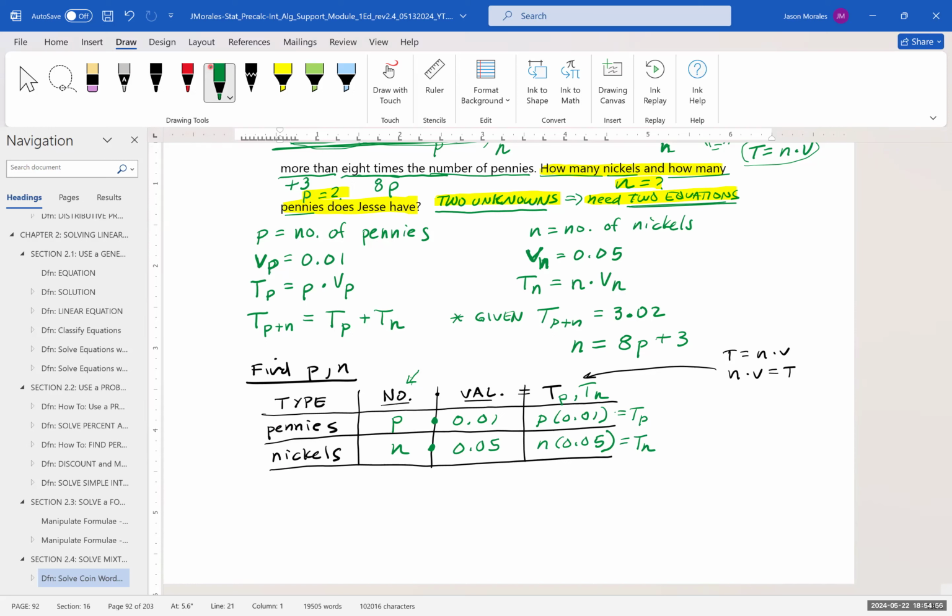So now we can go one more step. And we know that if we were to add these two together, the total in pennies and nickels should be equal to $3.02.